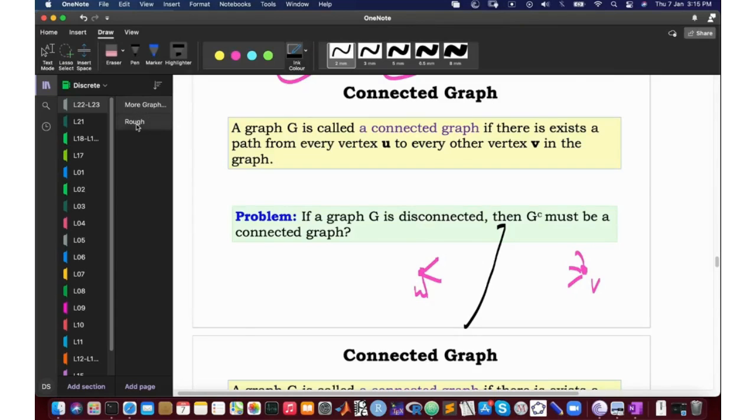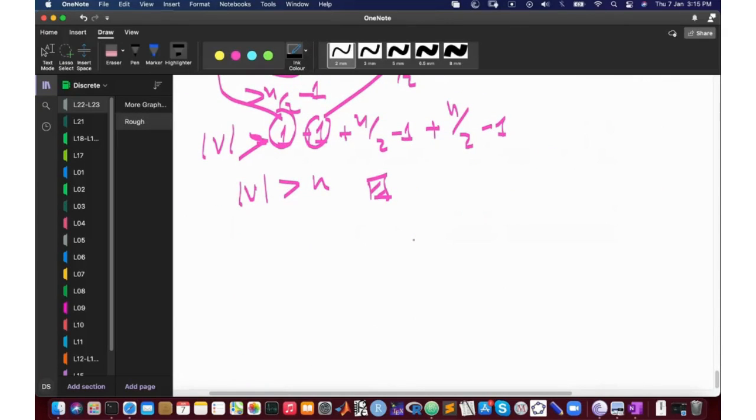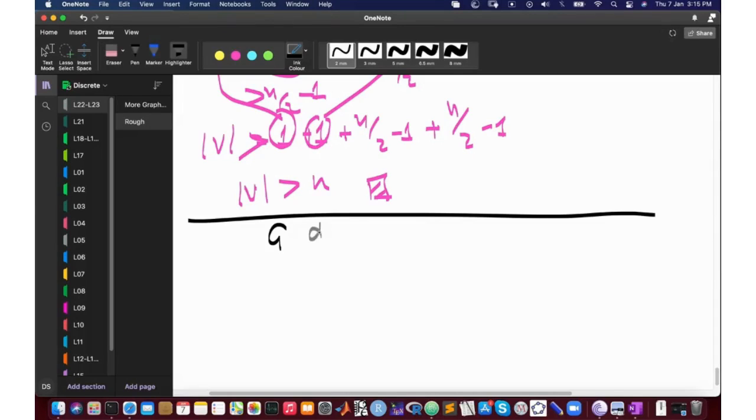Perfect. Great. So here's the proof. Let me write it down for you. You said it correctly. We said that G is disconnected, right? This is what we know. Which means there is a vertex U which is not connected to some vertex V.